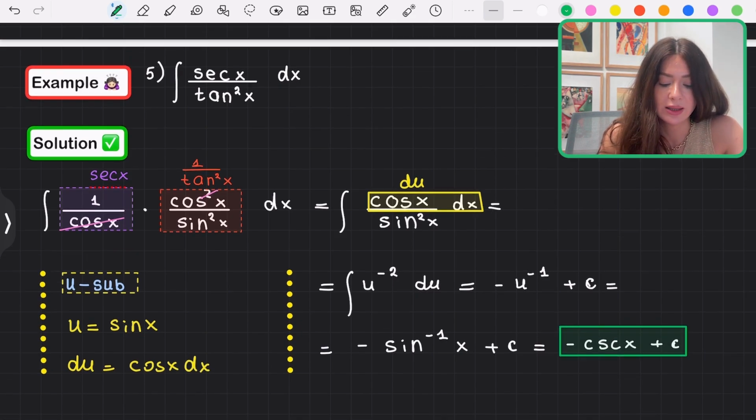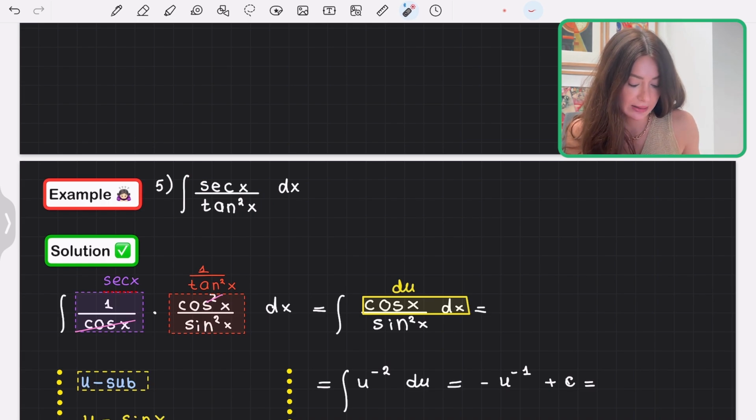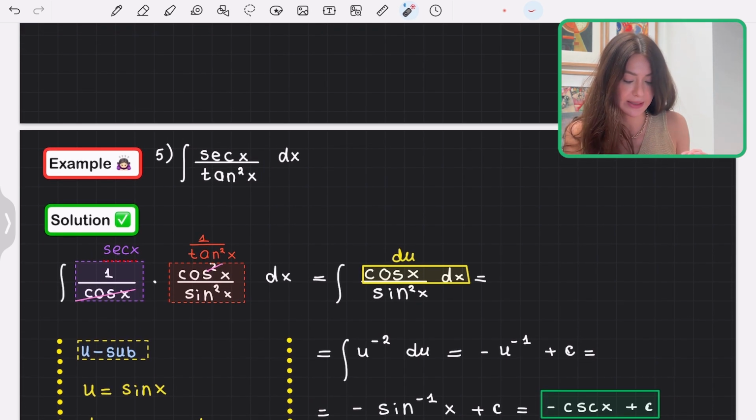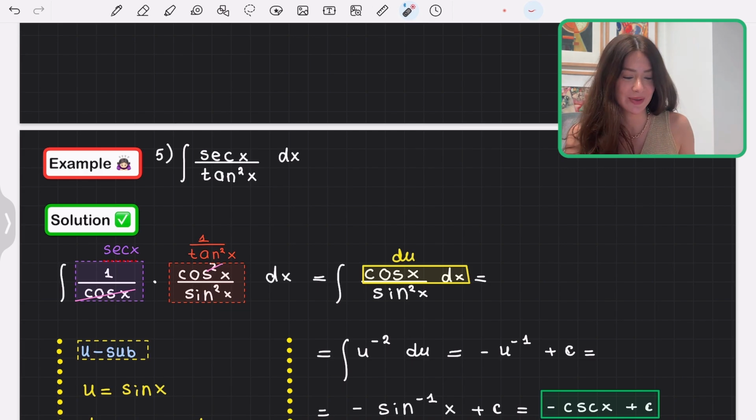If nothing else works, then convert secant and tangent into cosines and sines, and then see if something nice happens in here. As soon as we did that, things got canceled, and then we were able to see that, oh, sine's derivative is cosine dx, and it's sitting in the denominator, and this is simply u squared. You bring that here, and then you say u to the minus 2 plus 1 over. There will be minus 1 in the denominator, that comes here, and then you can put that, yeah, there you go. Hopefully this was helpful.